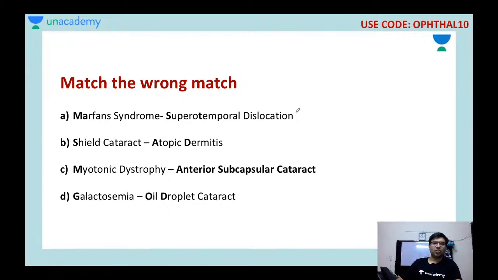Okay, let's see all the options one by one. We discussed it many times. In Marfan syndrome, you can get a superior temporal subluxation. You can remember it with the mnemonic MUST.